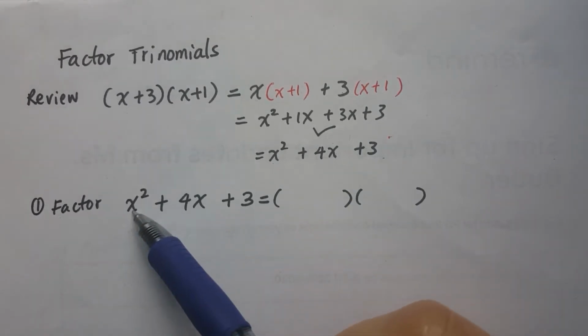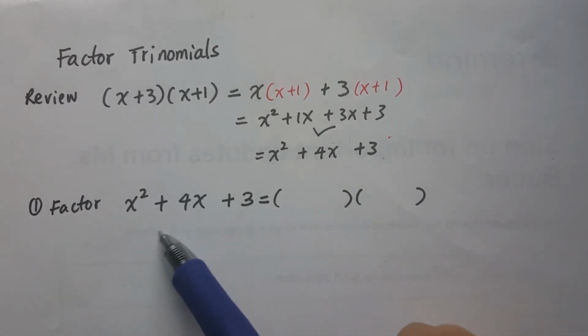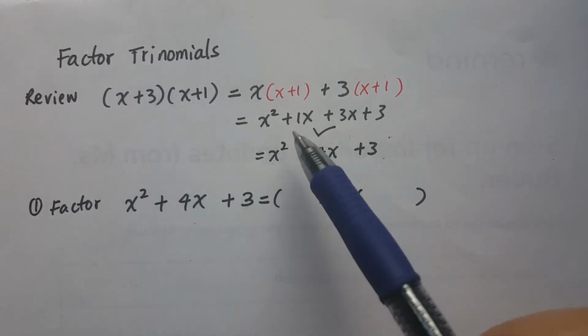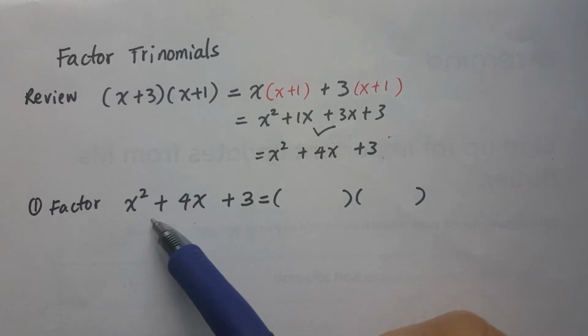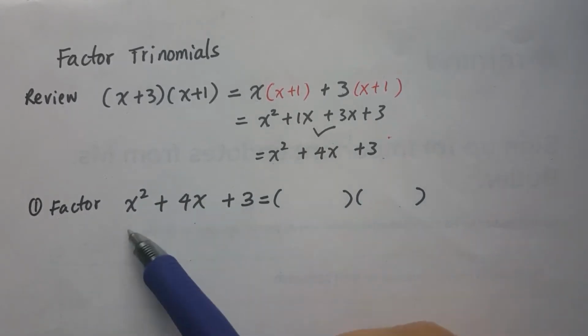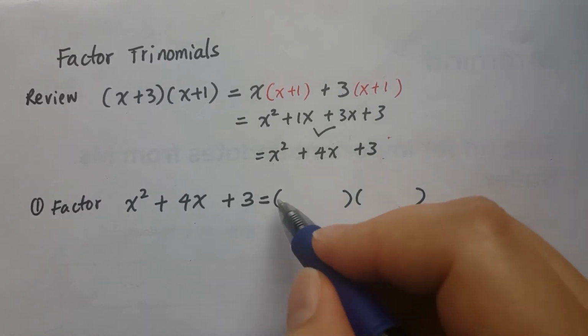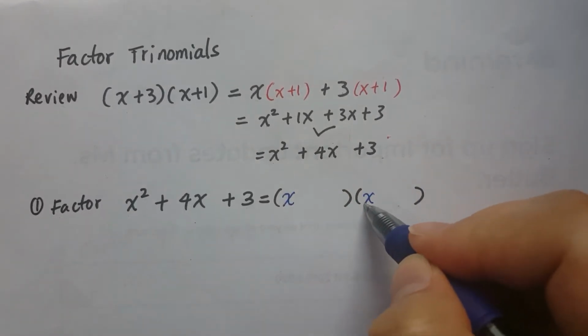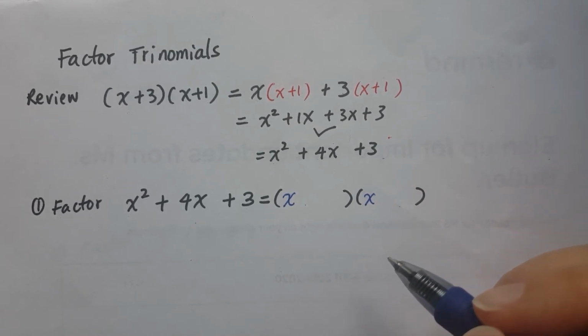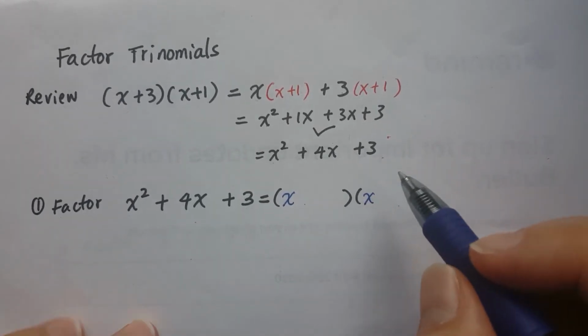Factor x squared plus 4x plus 3. That means we go backward. If you had two binomials multiply, you got a trinomial. So when we factor a trinomial, we should get two binomials. So x squared, we know that you should have x times x. We just need to know these two numbers. So now I'm going to show you how to find these two numbers.